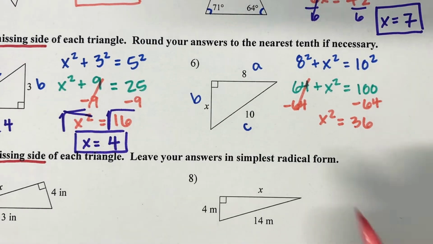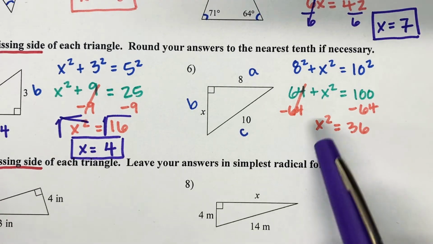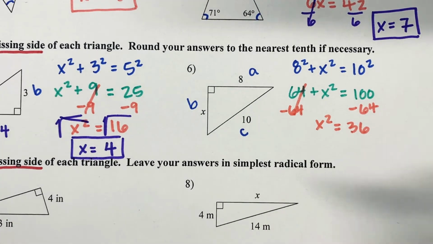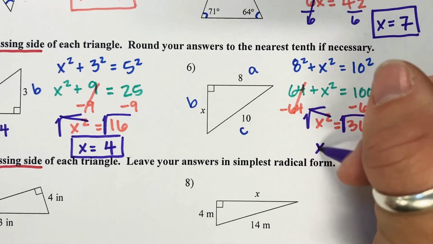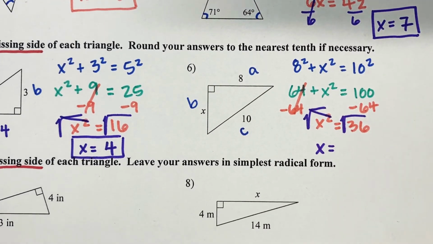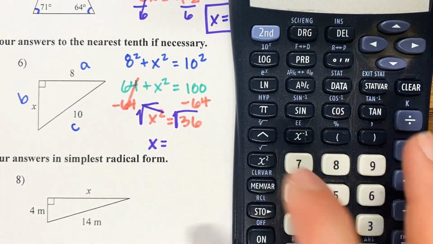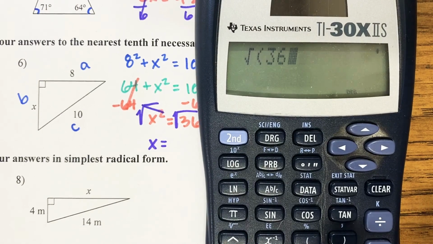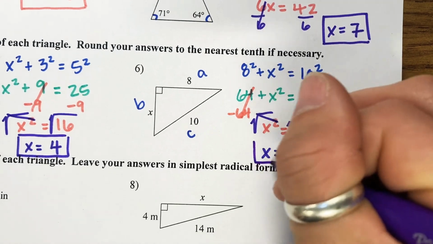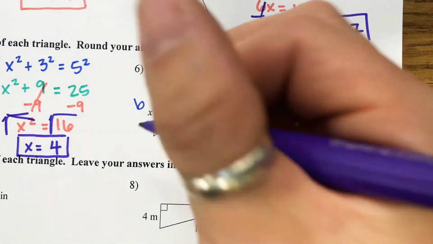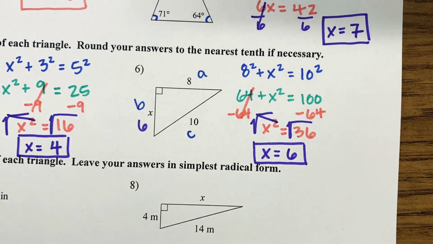Okay, we're not quite done because my X isn't by itself. So how do I get rid of square? What is the opposite of square? Remember, we have to square root it. They cancel each other out. We get X all by itself. And what is the square root of 36? If you want to put this in your calculator, second, little square root symbol, 36, and I get 6. So I know that my missing side over here is 6. Beautiful.